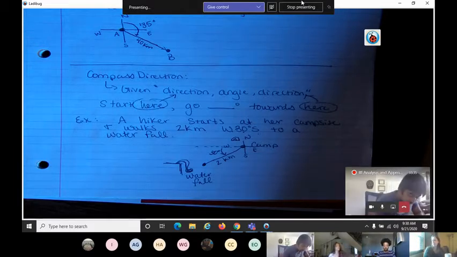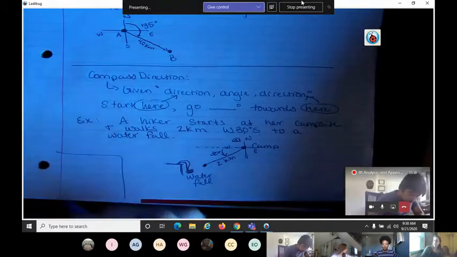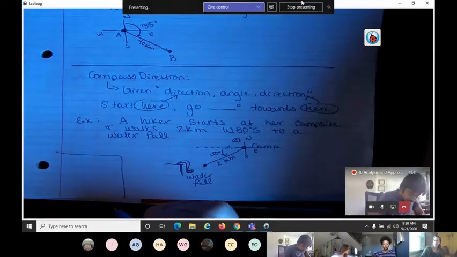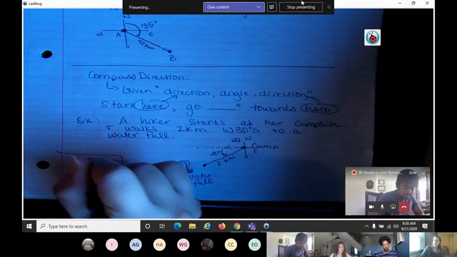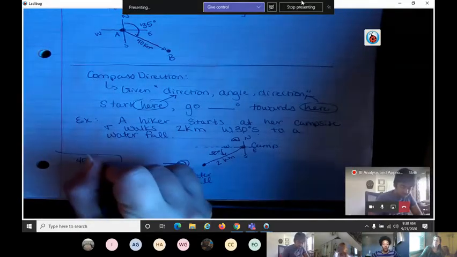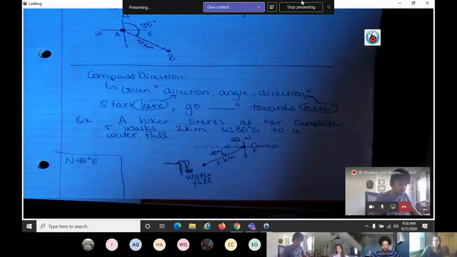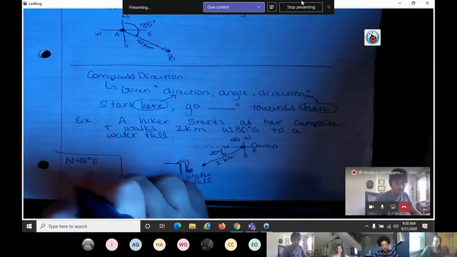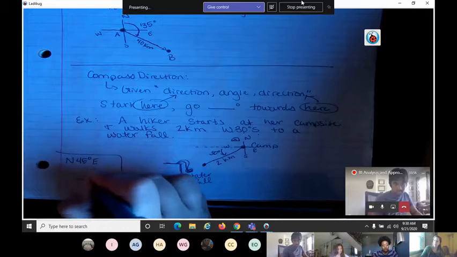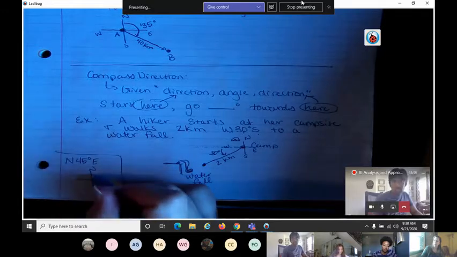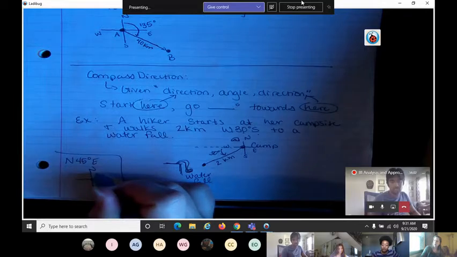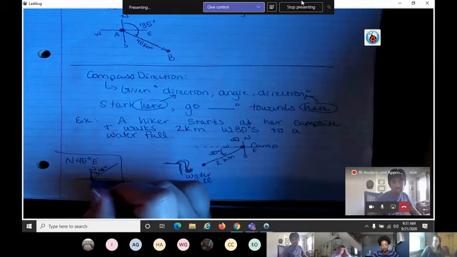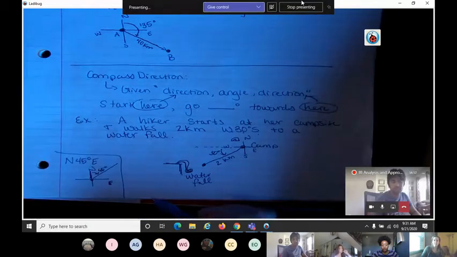Yeah. So if I said maybe I'm going 45 degrees east of north. Okay, so I would draw out my compass. This means that I'm starting from the north, and I'm going towards the east. So I would move my angle from the north axis towards the east axis, 45 degrees.